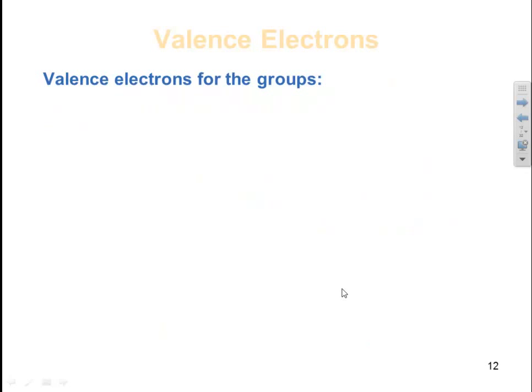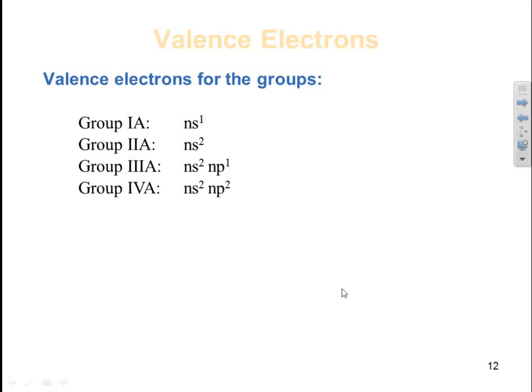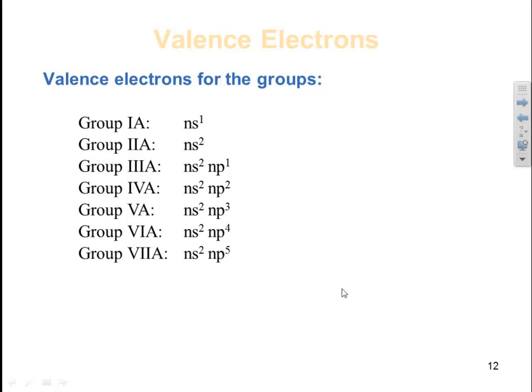Valence electrons for the groups. Group 1A, that's that first column, tends to be ns1. Group 2A tends to be ns2. Group 3A, that's jumping past the transition metals, your main group elements, ns2 np1. Group 4A, ns2 np2. Group 5A, ns2 np3. Group 6A, ns2 np4. Group 7A, ns2 np5. And Group 8A, ns2 np6.